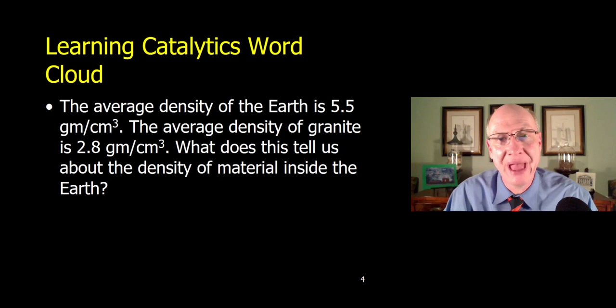All right, welcome back. What did you determine from this? Well, if the average density of the Earth is 5.5 grams per cubic centimeter, and the density of granite is a little less than 3 grams per cubic centimeter, that means that the Earth can't be made of solid granite. Deep down at the center, the materials have to be much denser than they are here on the surface.